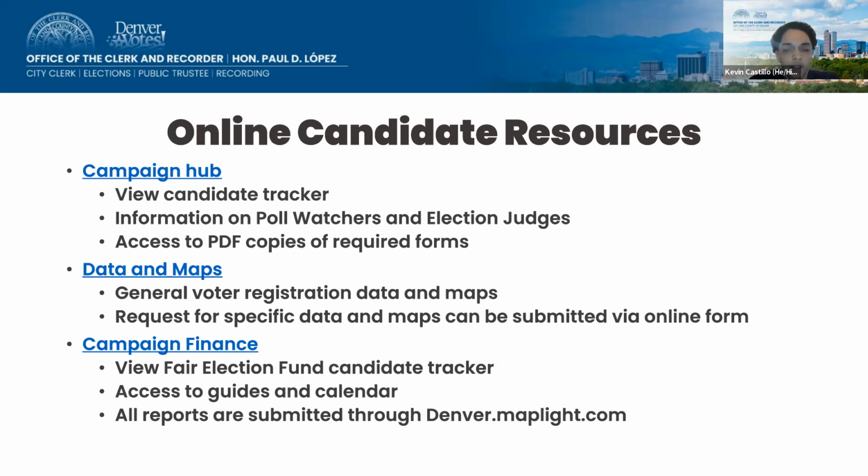Finally, we have our campaign finance resources that are available online. As you all know, the campaign finance reports are submitted online through denver.maplight.com. This is the only place the campaign finance reports can be submitted, so you should all be quite familiar with that website. And on our website, we also have guides for campaign finance and a calendar for the filings. And we have a fair elections fund tracker. So if folks just want to know what candidates specifically are using the fair elections fund, they can use that tracker for that.